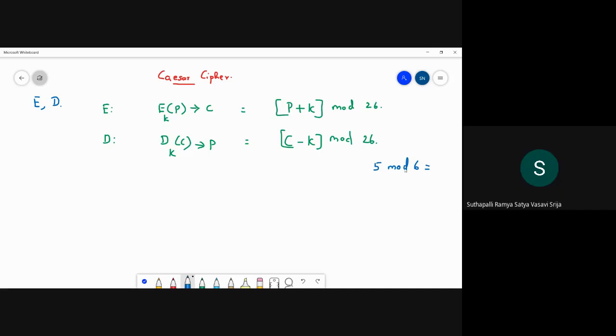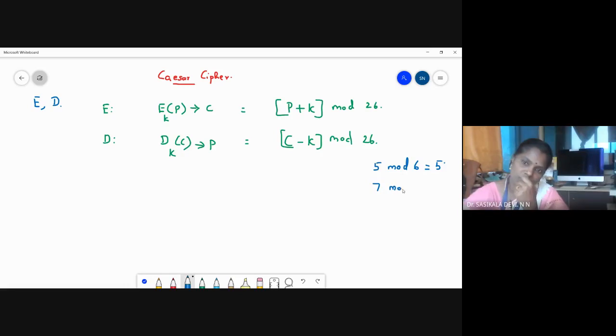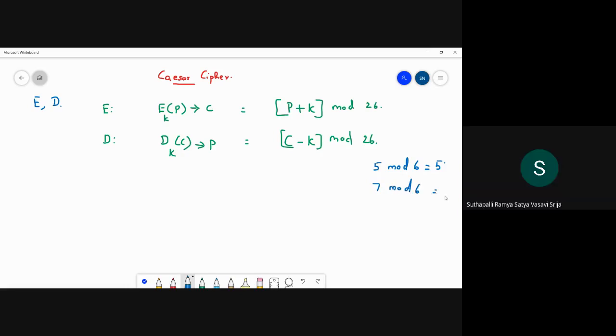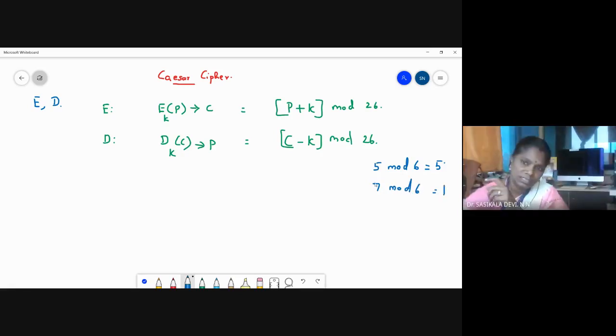5 mod 6. 5. Okay. 7 mod 6. What is the answer? 1. What you did is just divide this number by this, and the value is nothing but the remainder. Okay, so divide the number and find out the remainder.